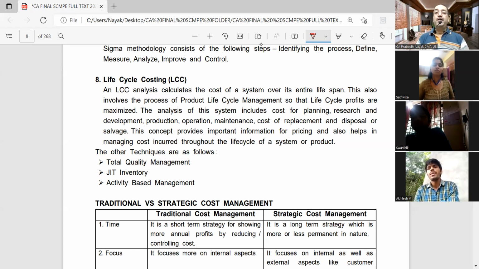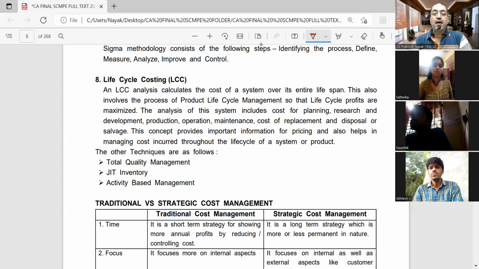Then activity-based management, which is related to activity-based costing. Fine. So these are the different types or techniques of strategic cost management that we have to learn at CA final. And your entire syllabus is covering all these topics. We are having one chapter on each of these topics.